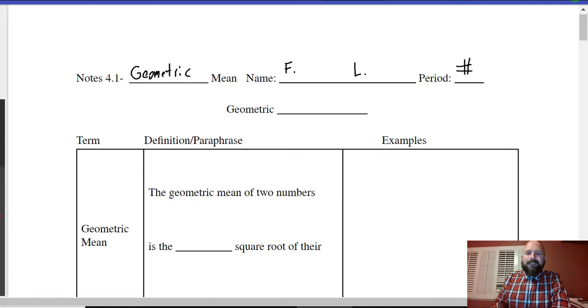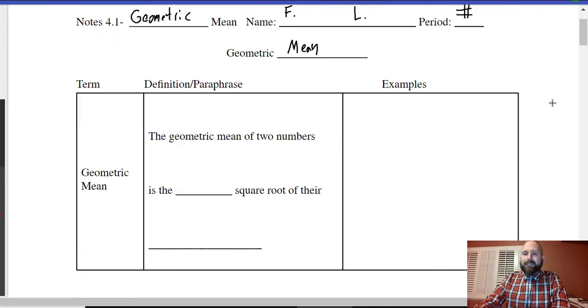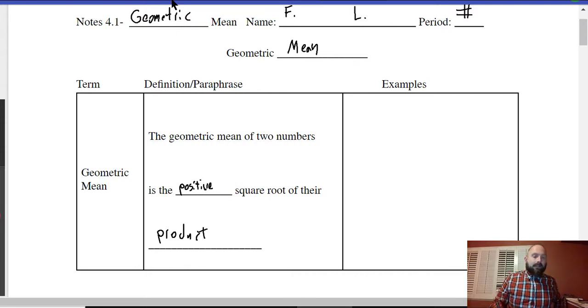Once again, we're dealing with geometric mean, not to be confused with arithmetic mean. The geometric mean of two numbers is the positive square root of their product. So basically, we're going to have the following.